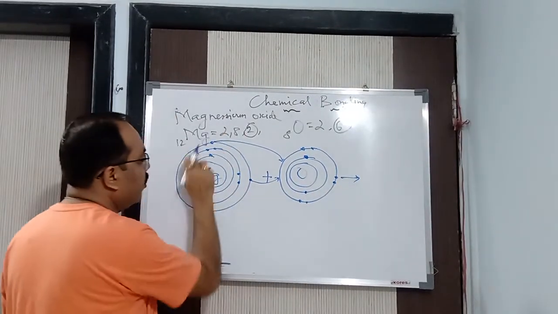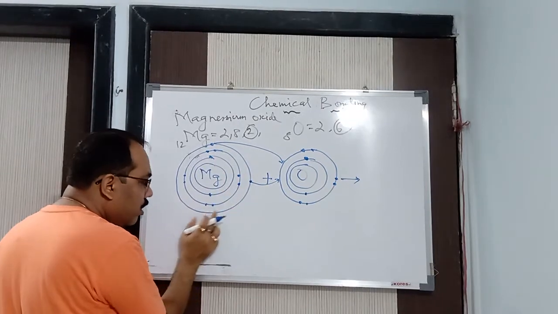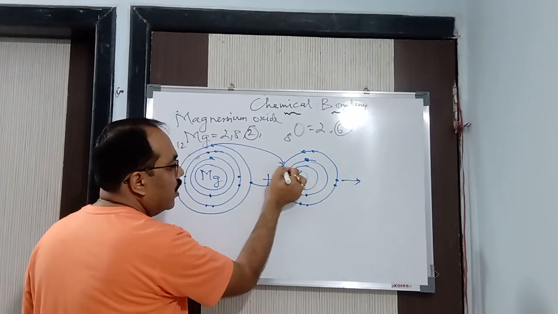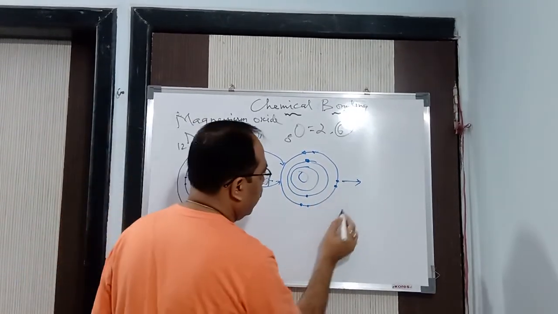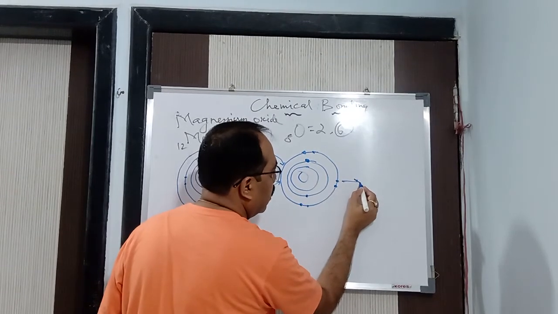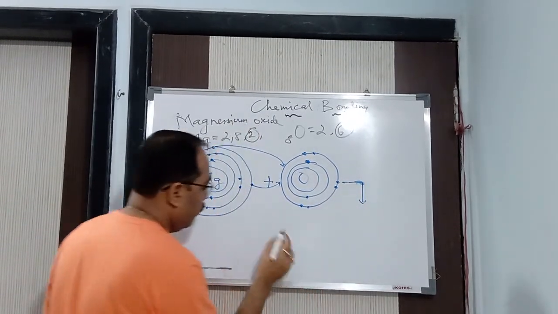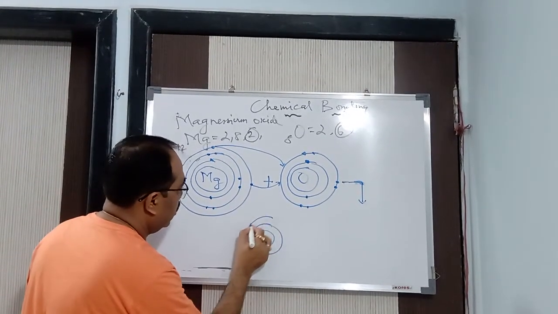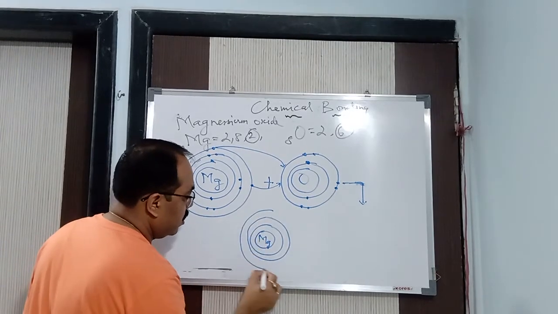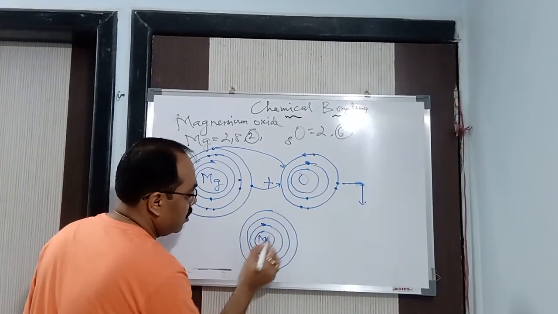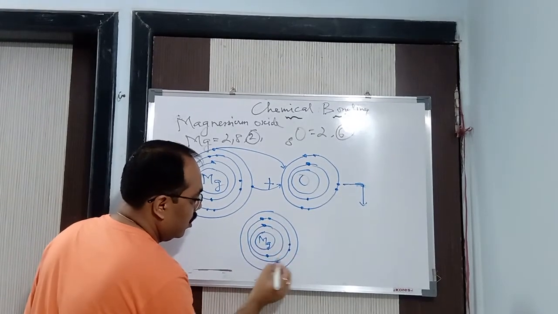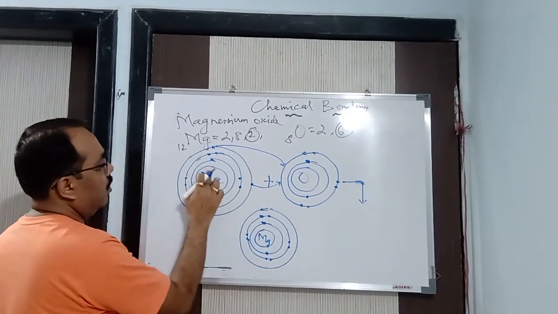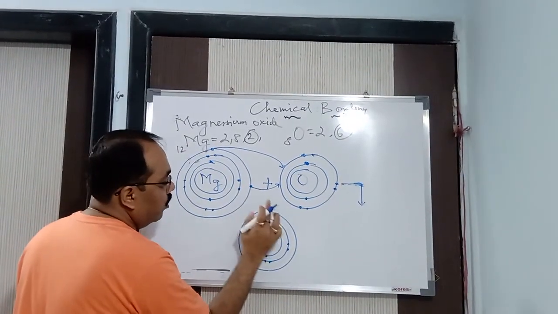After that, you'll have one shell less, because this shell will vanish as these 2 electrons go. Here you'll find that 6 electrons are there, and this shell is completely filled. Now let me draw it below, since I don't have space here. The same thing for magnesium: the first shell, the second shell, and the third shell. You will show all the shells the same way.